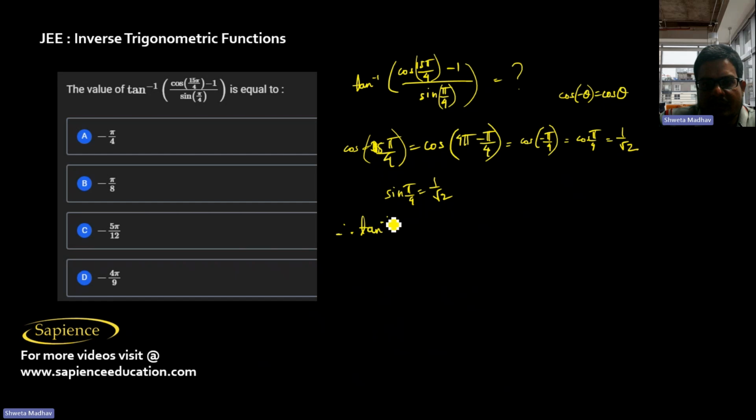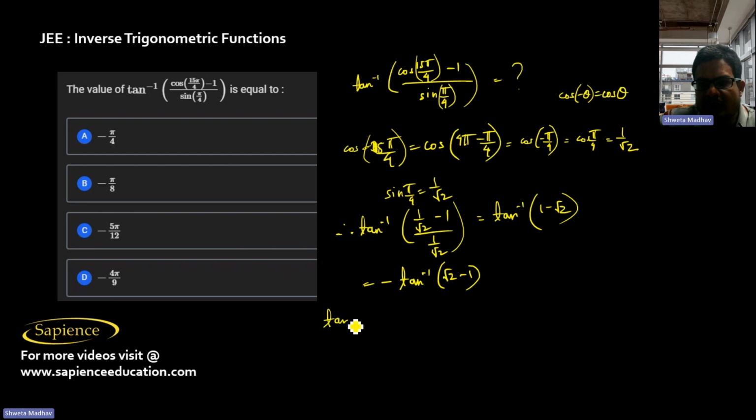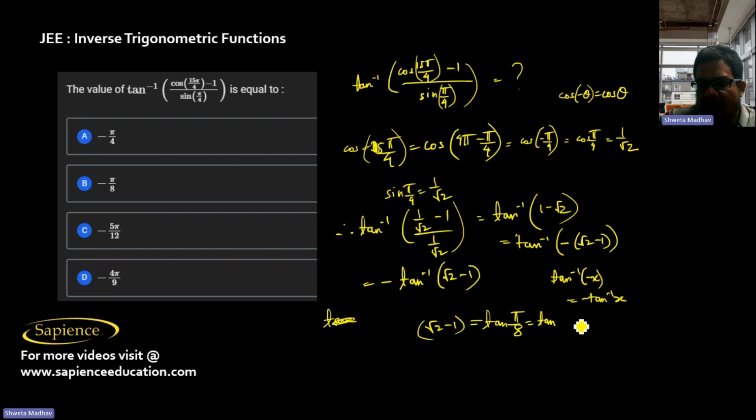And sine pi by 4 is also 1 by root 2. So therefore we have to find the value of tan inverse of 1 by root 2 minus 1, divided by 1 by root 2. So this will be tan inverse of 1 minus root 2. So I can write this as tan inverse of minus of root 2 minus 1. Now tan inverse of minus x is equal to minus tan inverse x. Now root 2 minus 1, as we know, is obviously tan pi by 8, which is tan 22.5 degrees, which is tan 45 by 2. So therefore, this value will be minus of pi by 8. So option B is the correct answer.